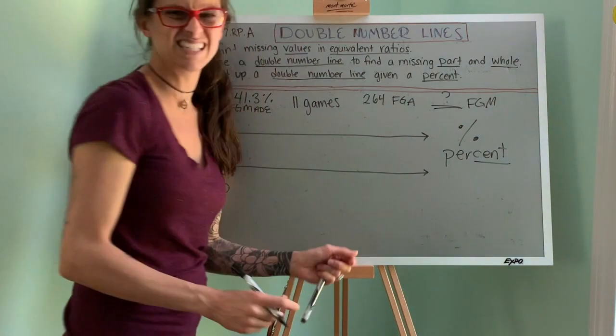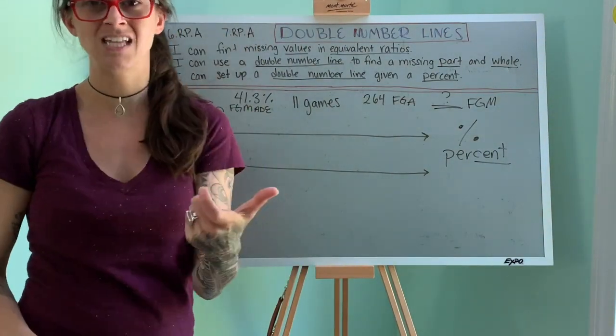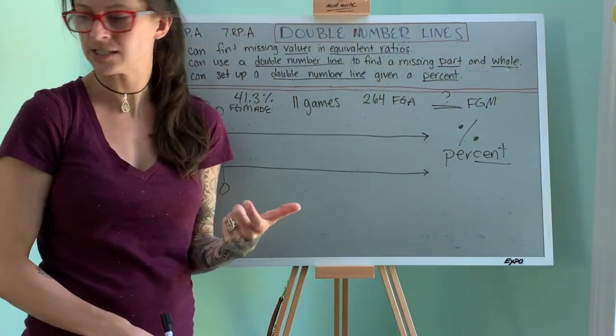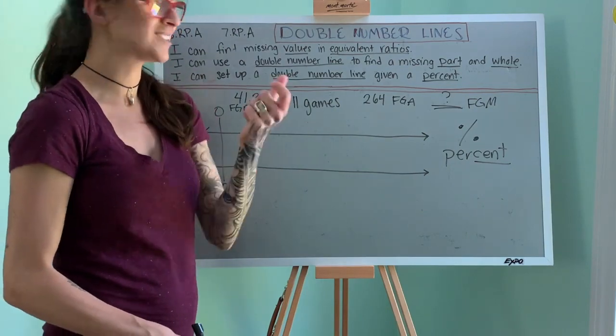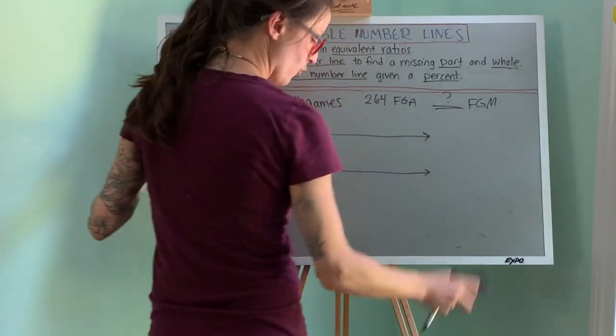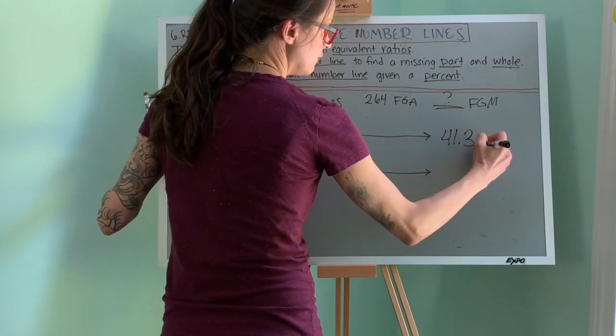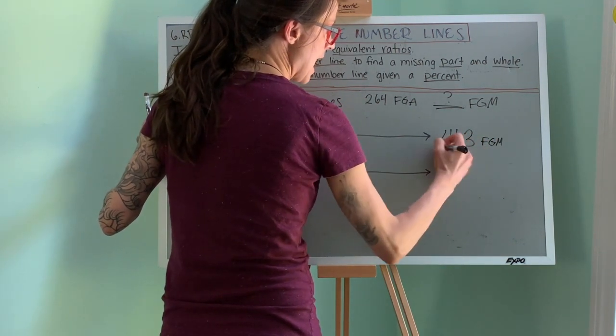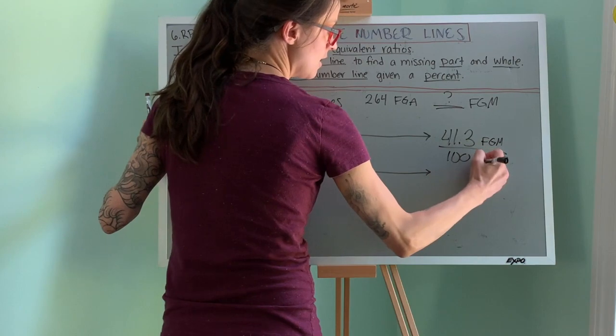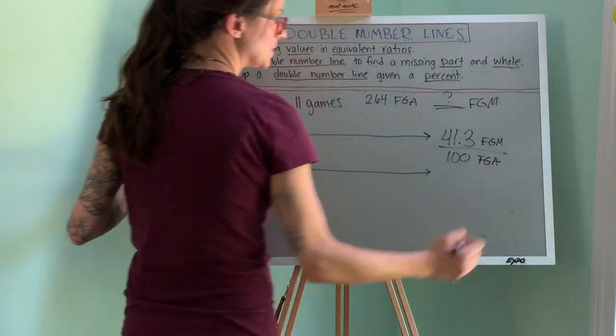The root word cent comes up in words like centennial, which is a 100-year celebration, or cent meaning a penny. I can form a ratio here, 41.3 field goals made out of 100 field goal attempts.